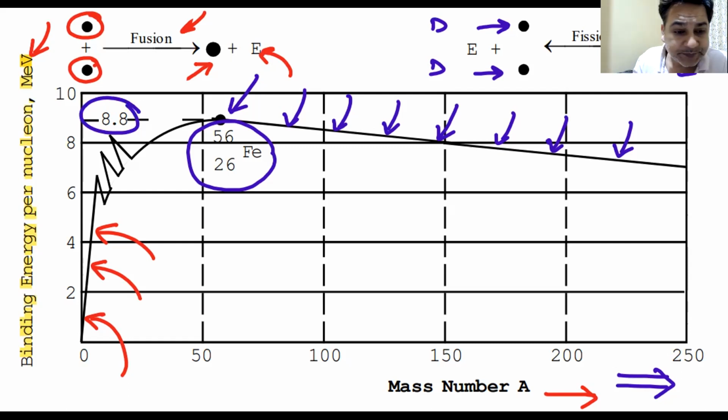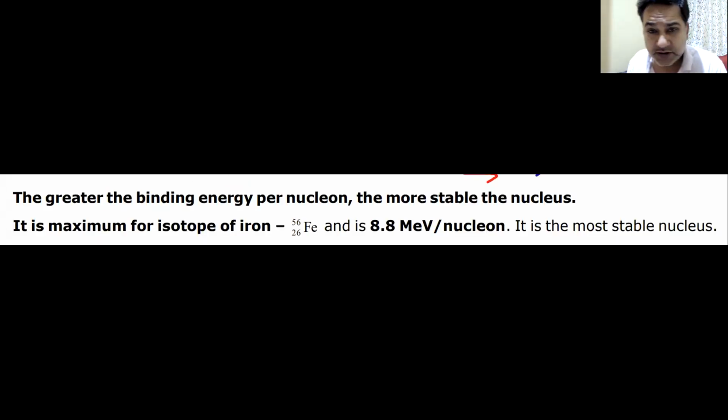Everyone understands this? Then these are the 2 points that you understand. We have already discussed them. The greater the binding energy per nucleon, the more stable is the nucleus. I have discussed this. It is maximum for iron 56 26, which is 8.8 mega electron volt per nucleon, and this is the more stable nucleus. Do we understand this, everyone? Yes, sir. Then what else do we understand from this table?